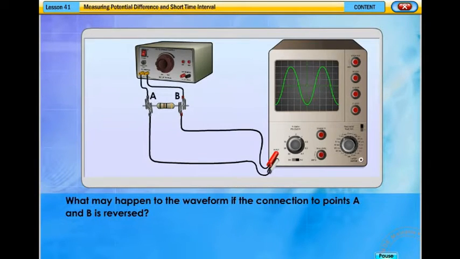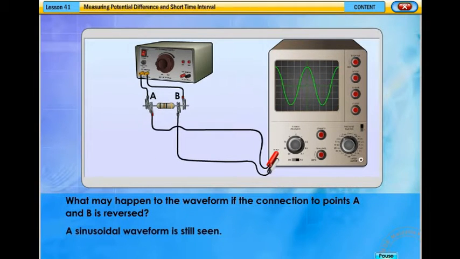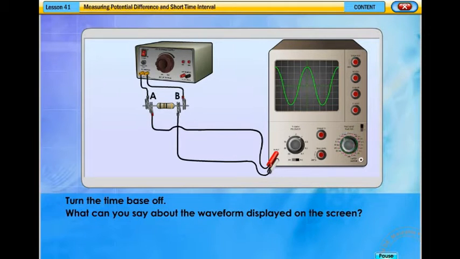What may happen to the waveform if the connection to points A and B is reversed? A sinusoidal waveform is still seen. Turn the time base off. What can you say about the waveform displayed on the screen? A vertical line is seen on the screen.